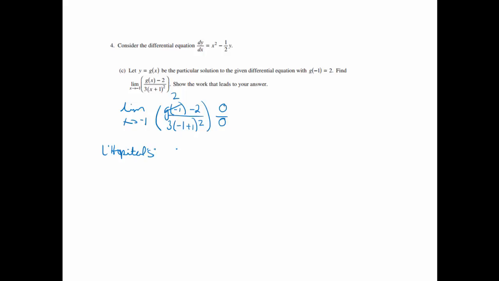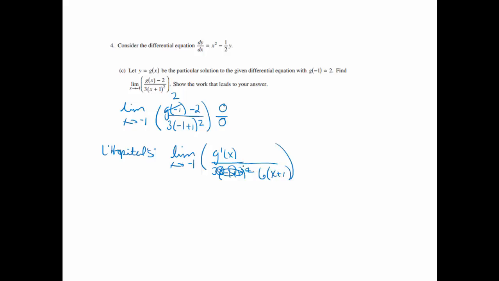So if I use L'Hopital's, I'm now going to have the limit as x approaches -1. If I take the derivative of g of x minus 2, I'm going to get g prime of x, and the derivative of minus 2 is nothing, so I'll get g prime of x over 3 times -1 plus 1. Well, I forgot to take the derivative of it, sorry, 6x plus 1.